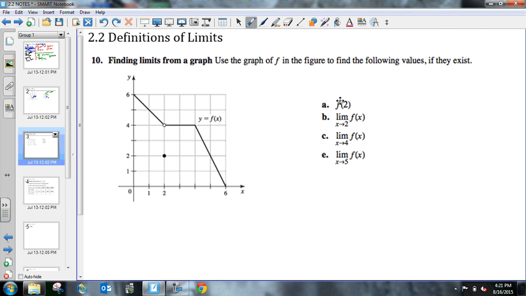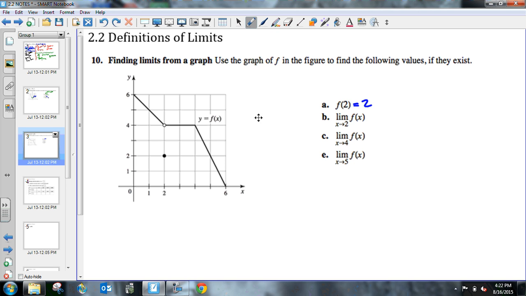Take a look at number 10. This one wants to know, you've got this function f, you've got these 3 different line segments, and you've got a point here at 2, 2. But you have a hole at 2, 4. So it's asking, well, what's the function value at 2? What's the y value when I plug in 2? That's the point 2, 2. If I plug in 2 into my function, I get 2. So my function value is 2.